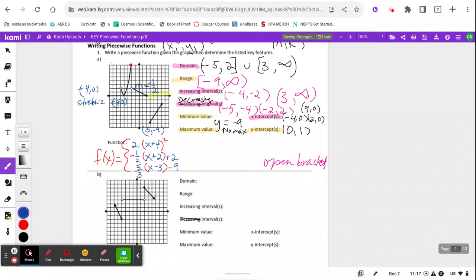Okay, you've got the full equations for your parabola, for your linear. We now just need the domains. So the first piece goes from negative 5 open to negative 2. And I think it's closed. I've got to look under my... closed.